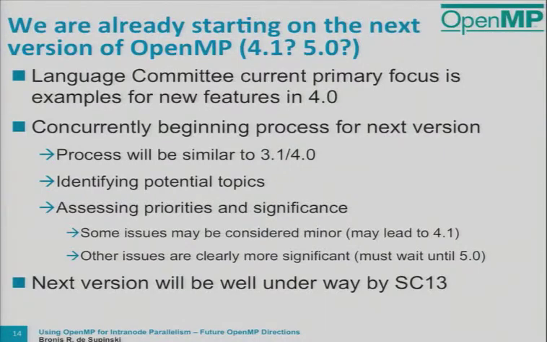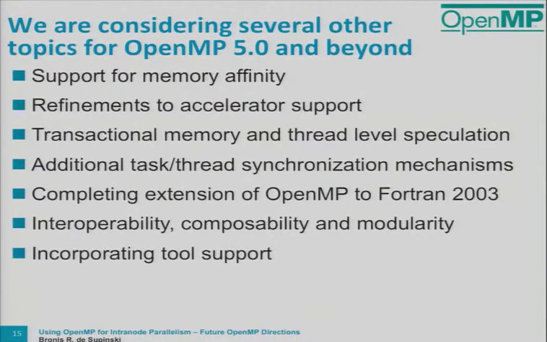I expect that we'll be fairly well underway on this exercise by November. In fact, we have a meeting in September, which I expect to have pounded out pretty well what our priorities are. So what sort of things are we considering for 5.0? One obvious thing is support for memory affinity. I can pretty much guarantee that the next version of the OpenMP specification will include support for next touch. It will hopefully include some more advanced ways of specifying relationships between computation and data.